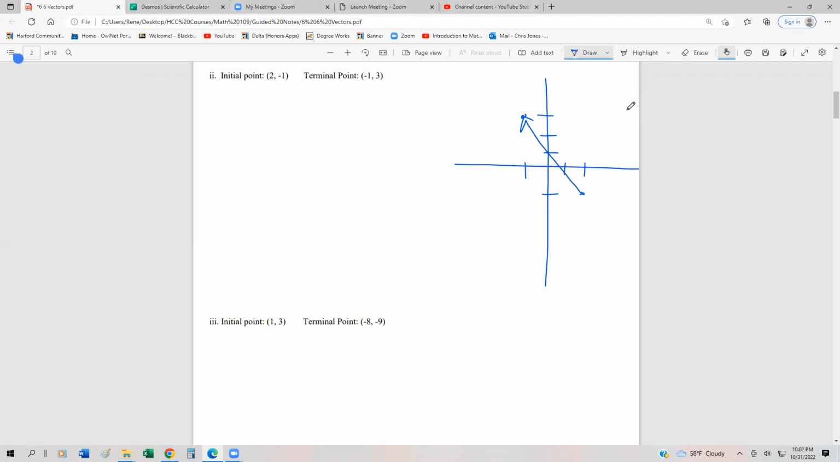Now, if we want to put it into component form, I'll just call it U. That's going to be terminal minus initial. So that's -1 minus 2, terminal minus initial, and 3 minus negative 1. Or in other words, that would be <-3, 4>.